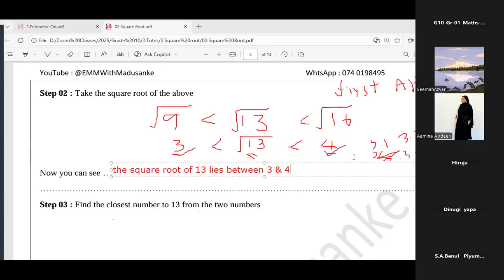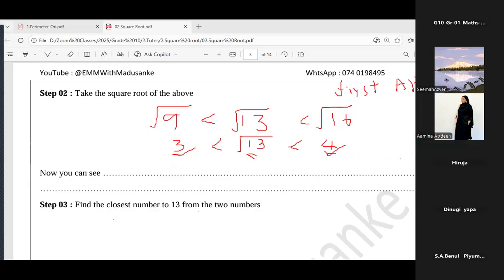So between 3 and 4, only these numbers you can have: 3.1, 3.2, 3.3, 3.5, up to 3.9, as the first approximation, as the first decimal place. Right, okay. Now you have an idea of the first approximation.